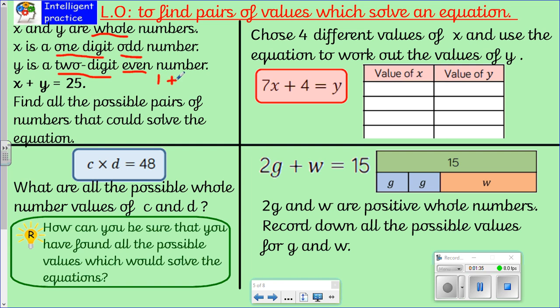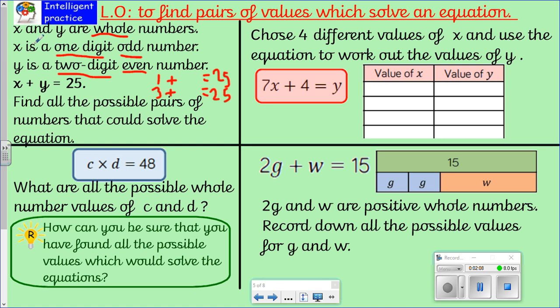I'm going to do 1, which is a 1-digit odd number. And then I can't do 2 for x because it's not odd, but I can do 3. So I'm just going to work out what I add to these things to make it equal 25. And that's my starting point. So I'm just going to keep going down my page until I'm sure that I've found them all.